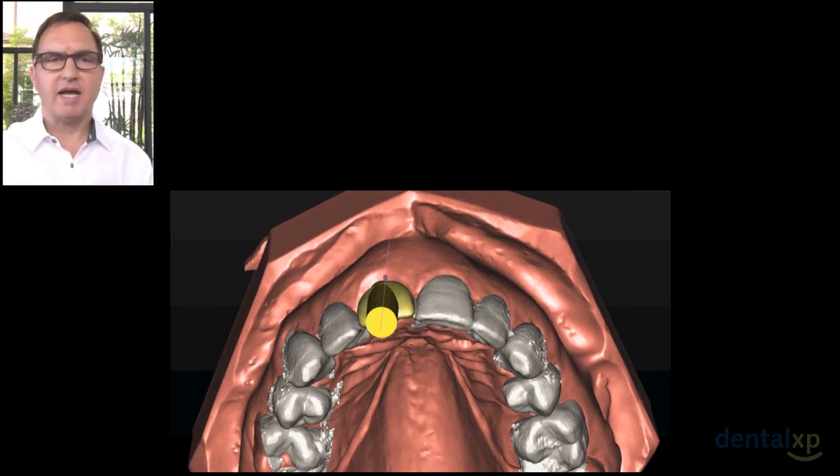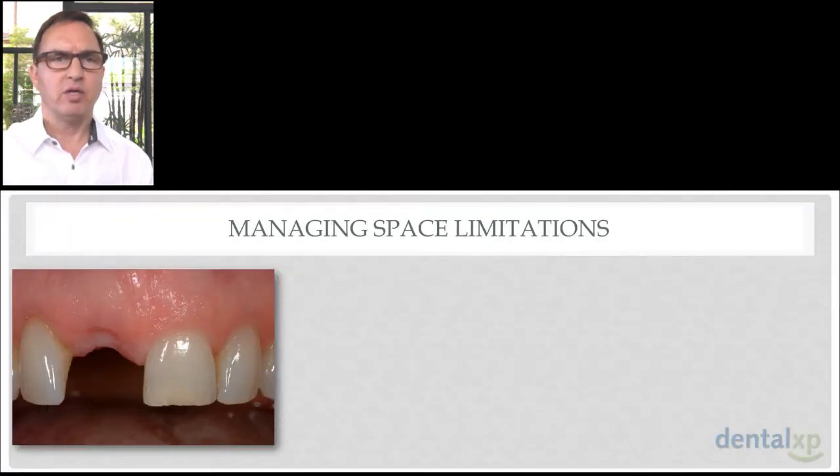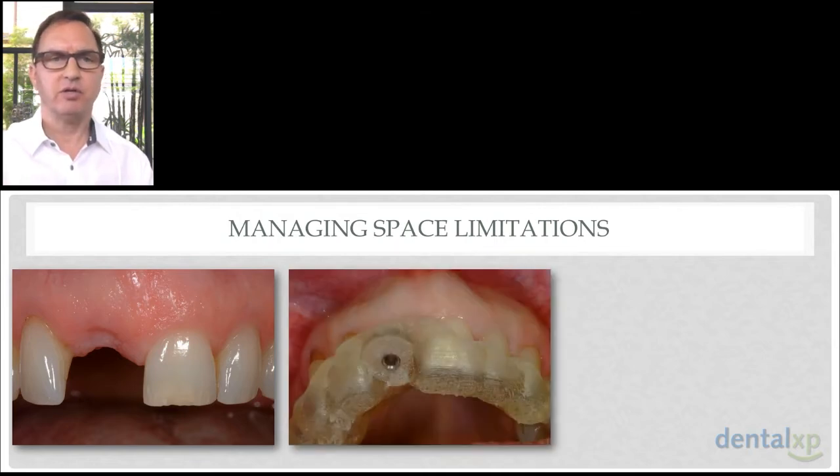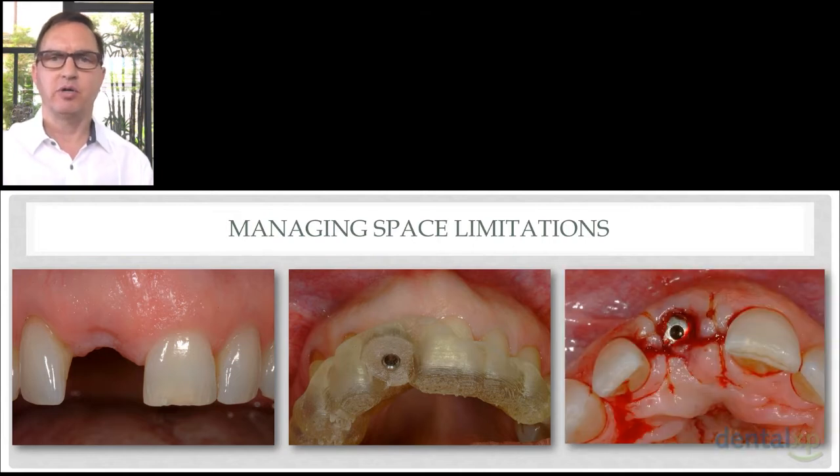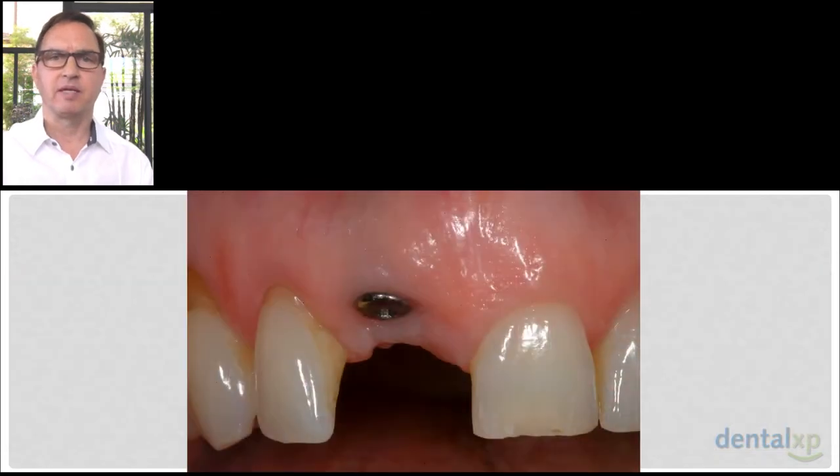So one must ask, what are the real indications for ordering a surgical guide? Well, certainly one of those is to manage the critical space limitations, such as that one that I just illustrated. In this instance, we ordered a pilot guide and were able to execute the placement of the implant.